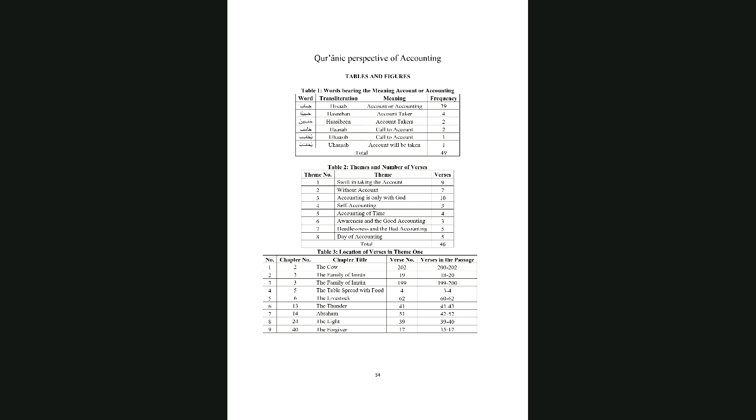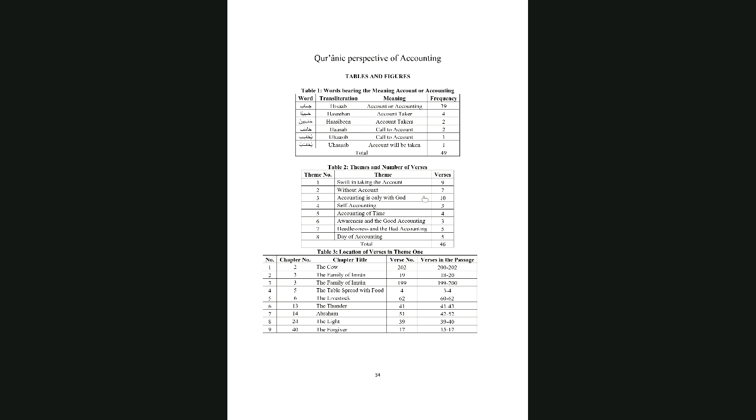Here, so you see these are the 49 words that come. Hisab comes 39 times, hasiban comes 4 times, hasibin comes 2 times. The 8 themes are as follows: swift in taking the account, Sari'ul Hisab, comes 9 times. وَهُوَ سَرِيعُ الْحِسَابِ, اللَّهُ سَرِيعُ الْحِسَابِ, إِنَّ اللَّهَ سَرِيعُ الْحِسَابِ. This comes 9 times. Without account, بِغَيْرِ حساب, comes 7 times.